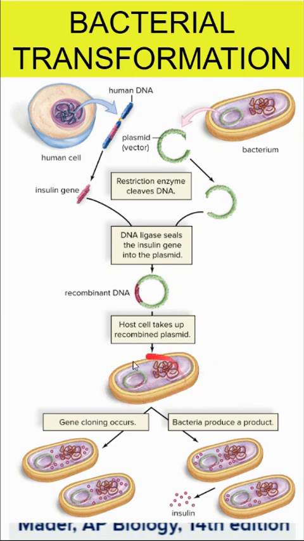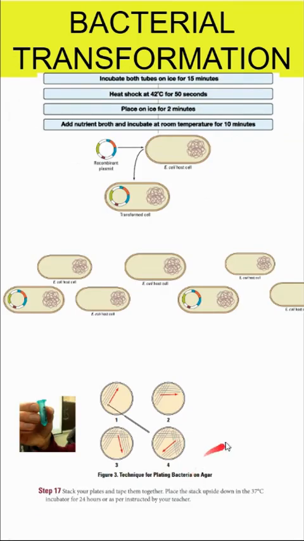By having this go through division, you can ultimately end up with clones of that particular gene, and then the bacteria would actually go through the process of transcription and translation to make the human product, like insulin. So when we're talking about bacterial transformation, again, bacteria can pick up plasmids or naked DNA from the environment.